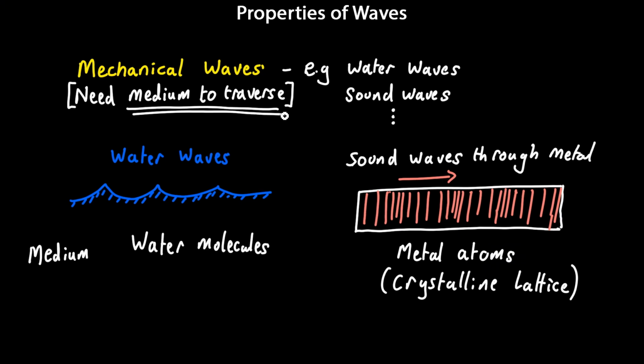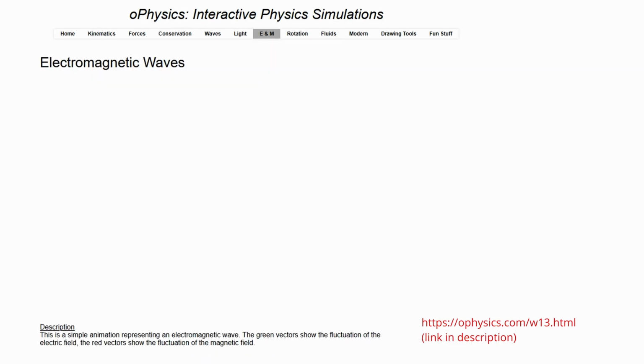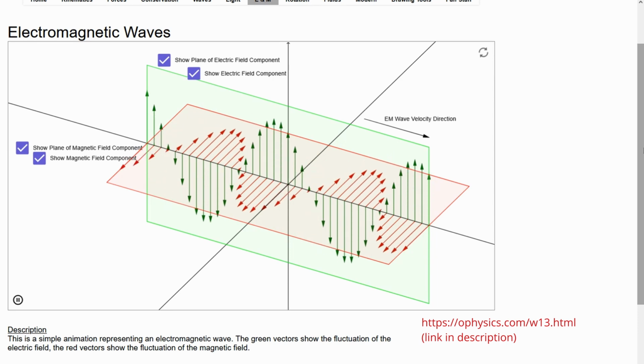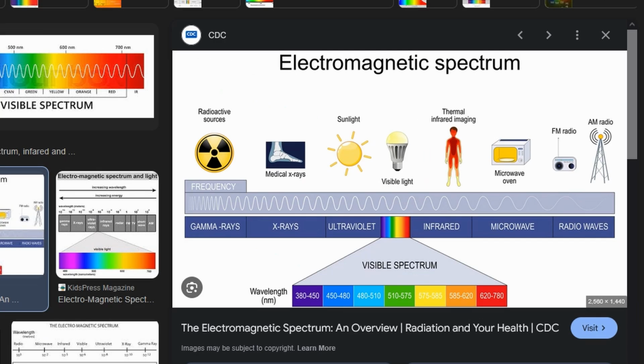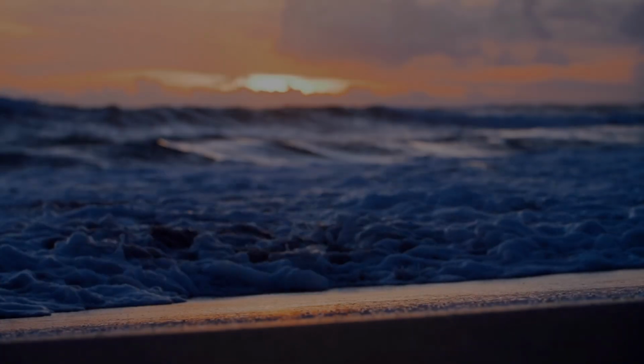So do any waves exist that don't require a medium to travel in? So we can have waves like electromagnetic waves, which range from radio waves, microwaves, visible light, ultraviolet, and X-rays. Without these waves, we would not receive any light from the sun, and our sky would look completely black.